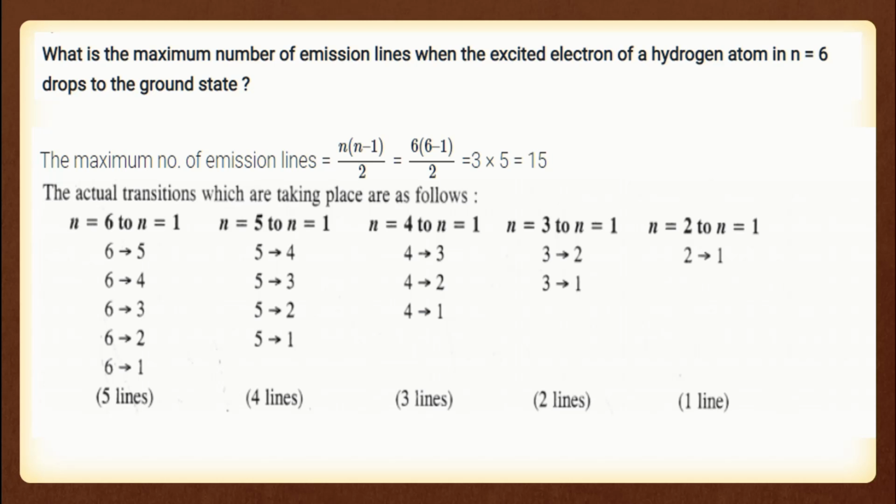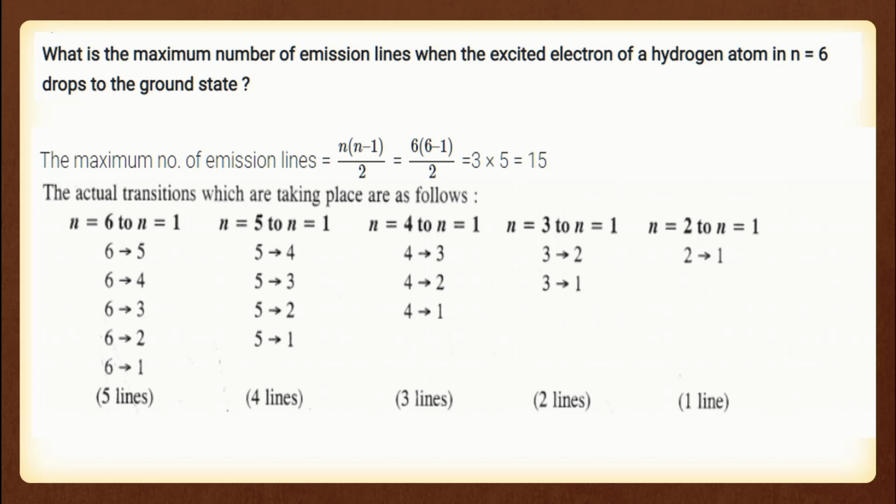From n = 5 to n = 1, going from the fifth to the fourth orbit, fifth to third, fifth to second, fifth to first, which is 4 lines. From n = 4 to n = 1, from fourth to third, from fourth to second, and fourth to first orbit, which is 3 lines.